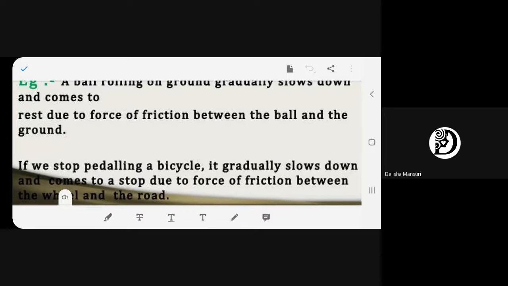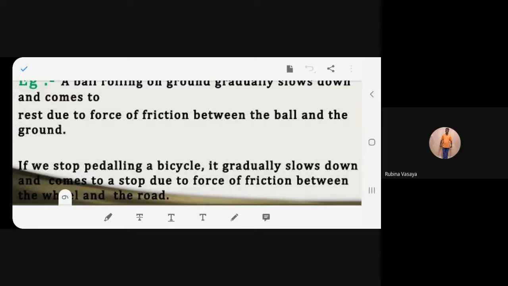With the pedaling, what moves? The tire moves. As simple as that. When you pedal, what moves with it? The tire moves, and when the tire moves, only then can you cover a distance. There's no other force applied on the body. If you don't pedal, will the cycle move? No.